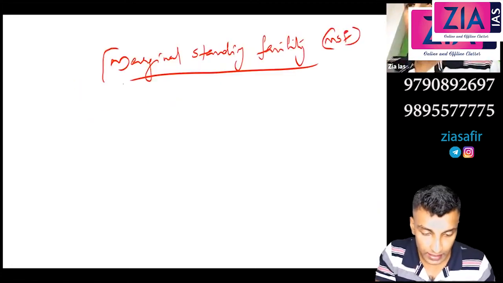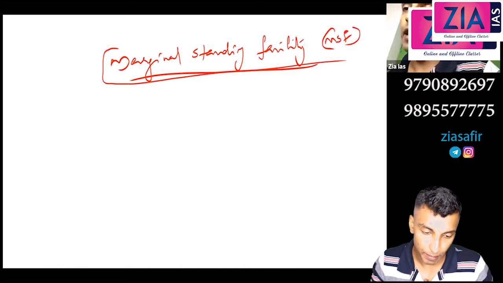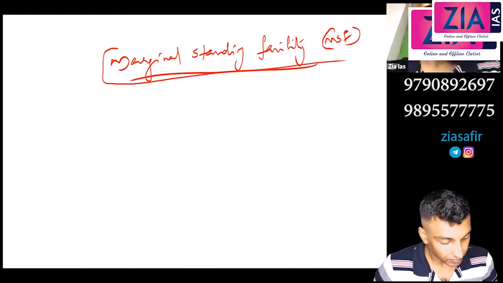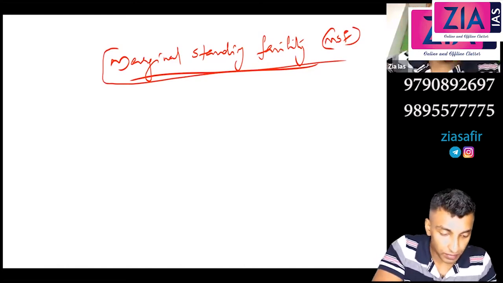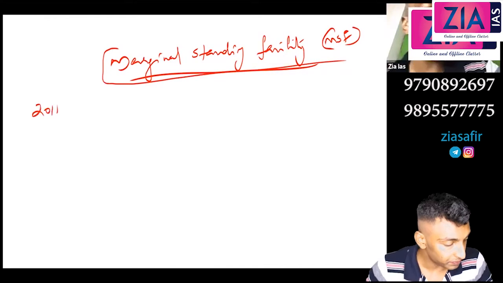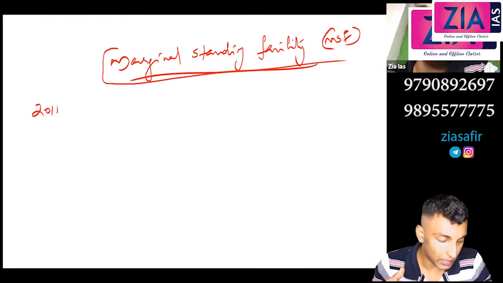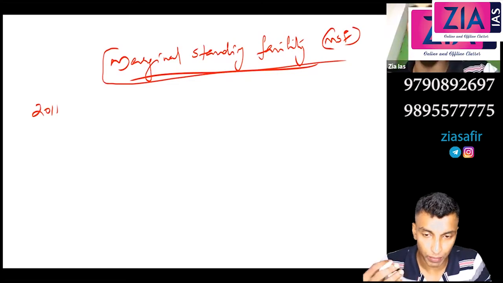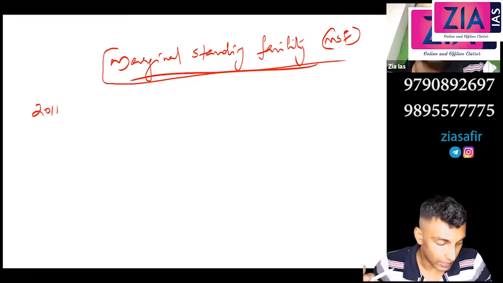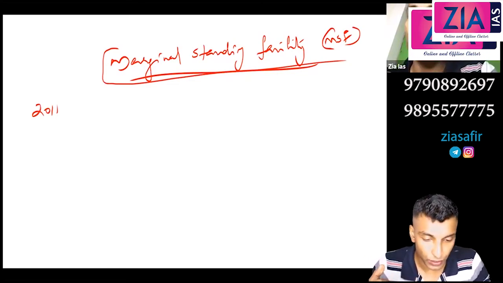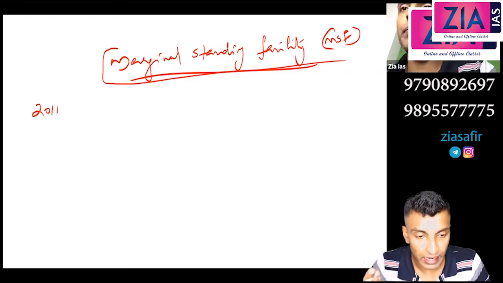Next is Marginal Standing Facility, MSF. It was introduced in 2011. You can write 2011. It is an overdraft facility. Overdraft facility means you have a limit and you can borrow at any time. Like that. And the interest is on a daily basis.